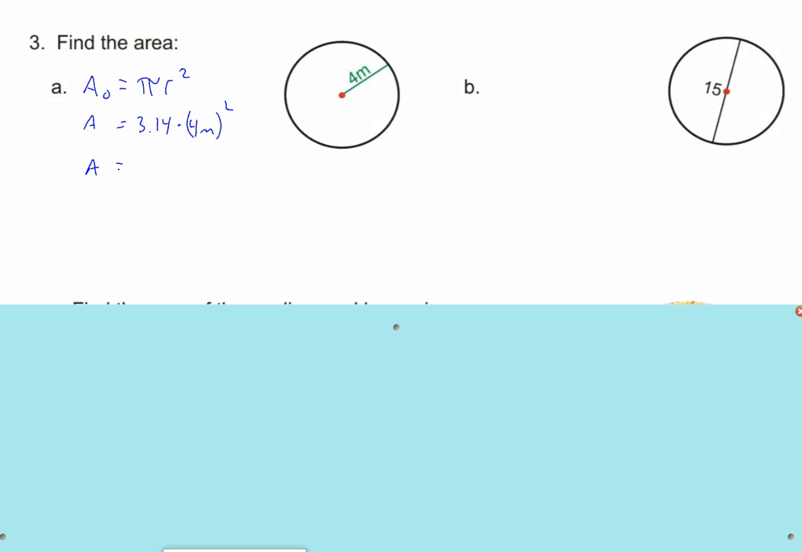So take your calculator out. By the way, order of operations, if you were doing it that way, you would deal with the squared part first. Your calculator has to know what it's squaring, so just make sure you know how to punch this in correctly. So go ahead and punch that in. And you should end up with 50.24, and what are my units? Meters squared. Meters squared, right, because area is always square units.